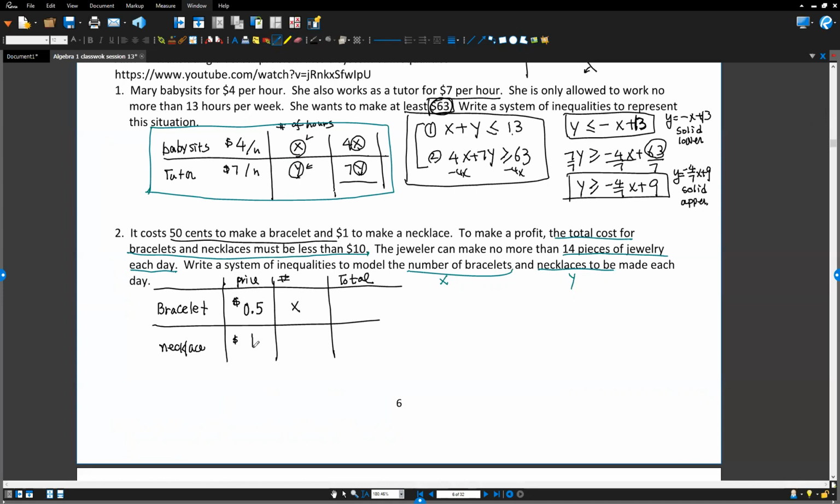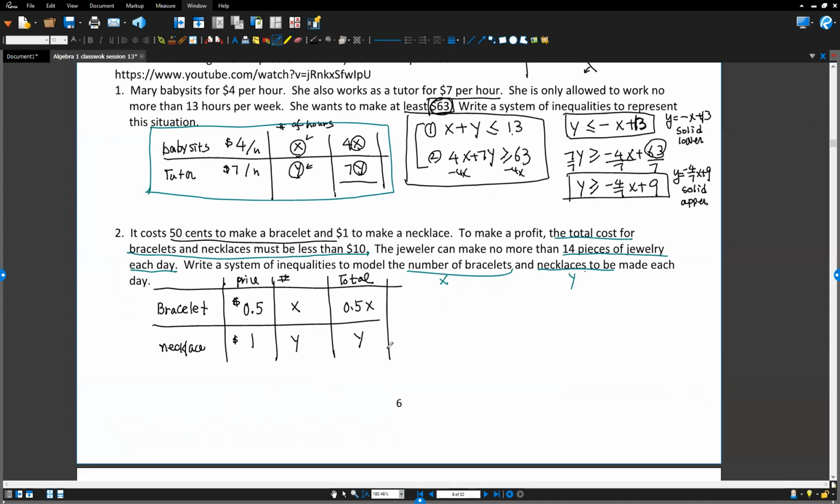This is $1. The number of necklaces is Y. What is the total? 0.5 times X, that is the total for the bracelets. The next one is necklace. How much? $1 times Y, just the Y, right?